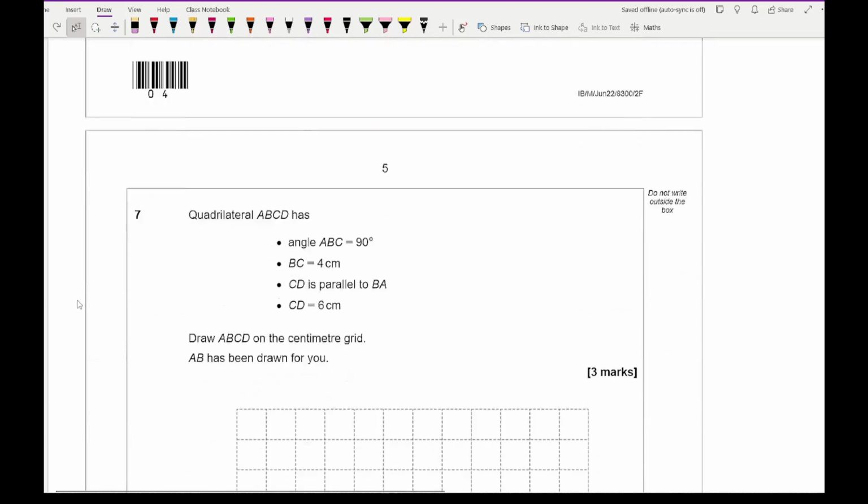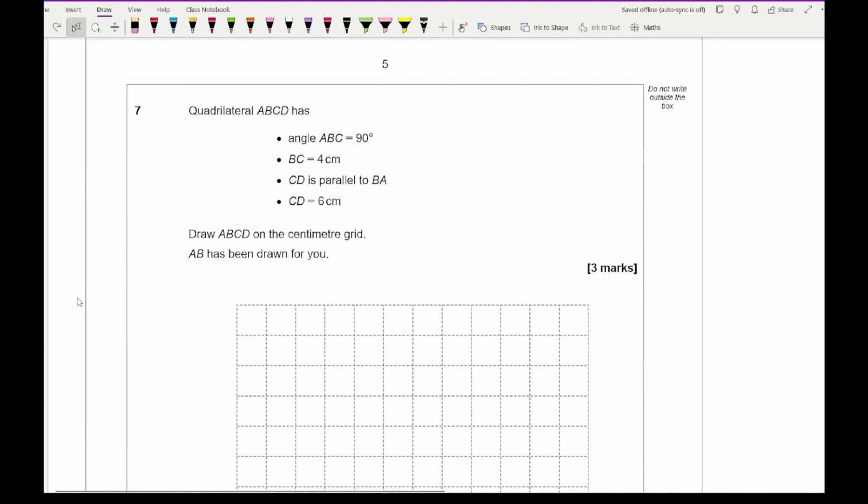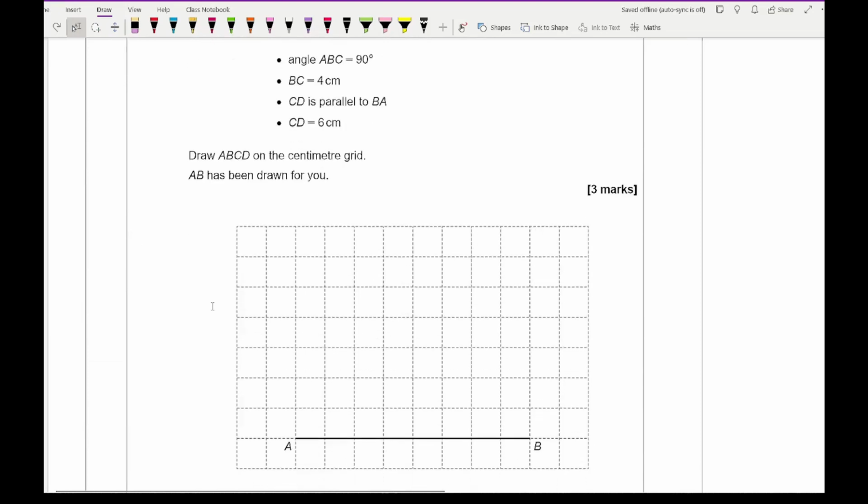Then moving on to question 7, it says that we've got a quadrilateral ABCD, and it says that the angle of ABC is 90 degrees, BC is 4 centimetres, CD is parallel to BA, and CD is equal to 6 centimetres. Draw ABCD on the centimetre grid, and AB has been drawn for us. So first of all, we know that the angle ABC is 90 degrees. Now, because the middle letter is B, that means that at B it's going to be 90.